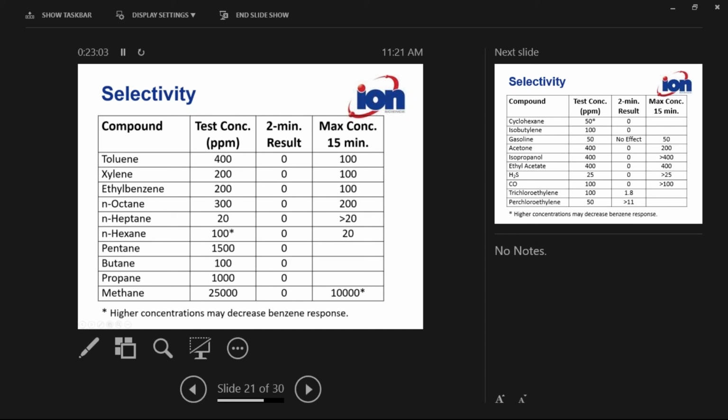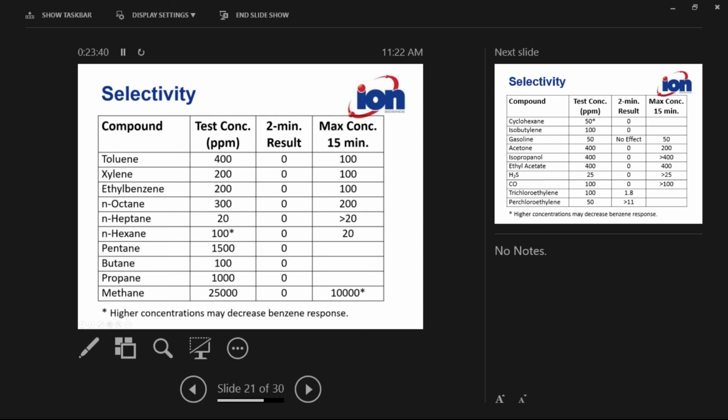For xylene and ethylbenzene, we only tested at 200, but again, you get no response, and the maximum is about 100 for a 15-minute spell. For these alkanes, octanes, there's not much response. Also, none of these things interfere in the instantaneous readings. Hexane is a special case. It can actually suppress the benzene reading a little bit if it's at very high concentrations. Pentane will use up the tube but not give a response, nor will butane or methane.